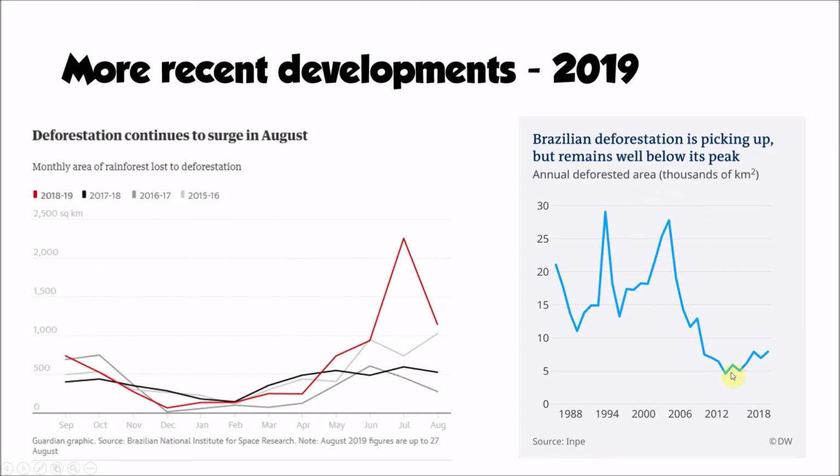So even though it has started to go up slightly in recent years, undoing some of that good work that was done, it's stayed much lower than that peak, where we had nearly 25,000 square kilometres of forest being lost every year in Brazil. We're still down to around 7 or 8 thousand at the moment. It has gone up in recent years though.